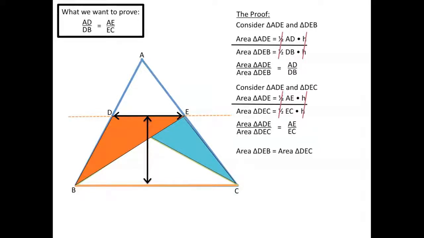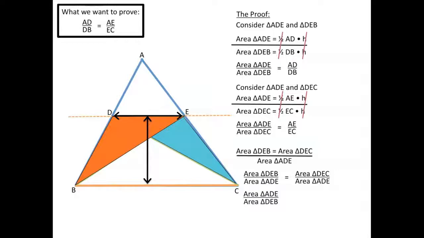And now I'm going to divide both sides of the equation by the area of triangle ADE. So when I do so, I end up with area of triangle DEB over triangle ADE is equal to area of triangle DEC over triangle ADE. And next step, I'm going to flip both of these ratios. So I'll end up with area of triangle ADE over area of triangle DEB is equal to area of triangle ADE over area of triangle DEC.